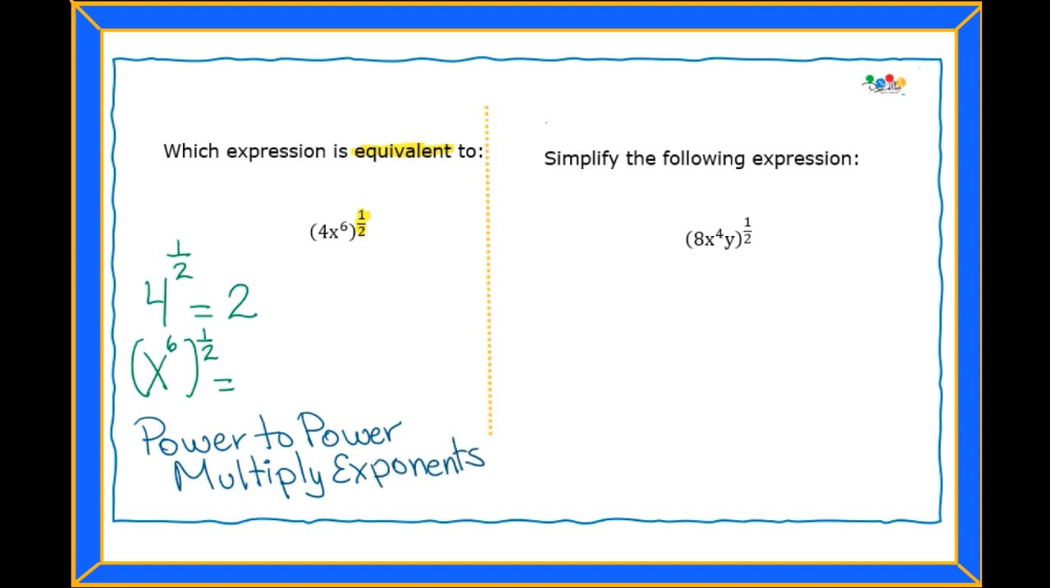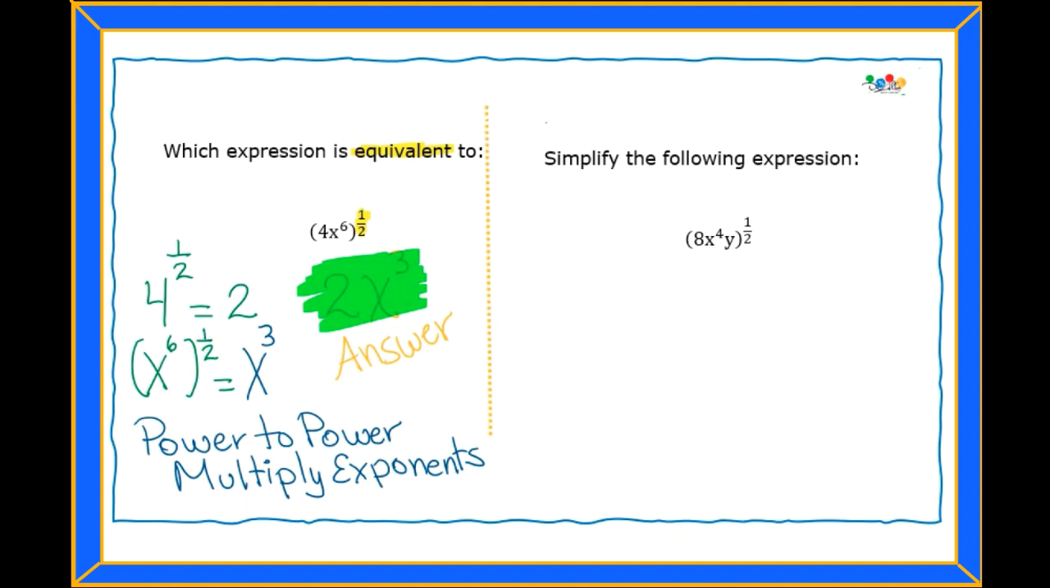So in this case, x to the 6th power, that 6 is the power that I will need to multiply by half, and I will get x to the 3rd power. Very good. So my answer is 2x to the 3rd power. That will be my answer. Okay? This is my answer. Just power to a power. Let's do the next problem.